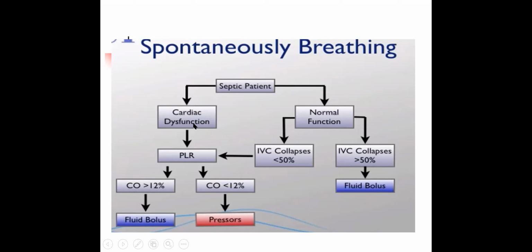In a septic patient with cardiac dysfunction, straight away do a PLR. PLR more than 12%, give fluid; less than 12%, give pressors.